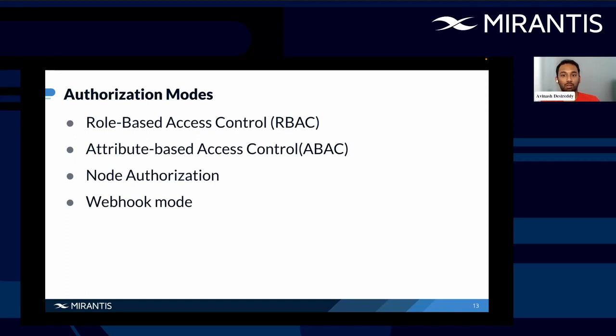The other one is attribute-based access control, where users are given access using policies and combining attributes together. This is not a well-known approach, at least in my experience working with multiple Kubernetes environments and multiple customers. Attribute-based access control is not very popular. I have not seen anyone implementing this. The next one is node authorization.